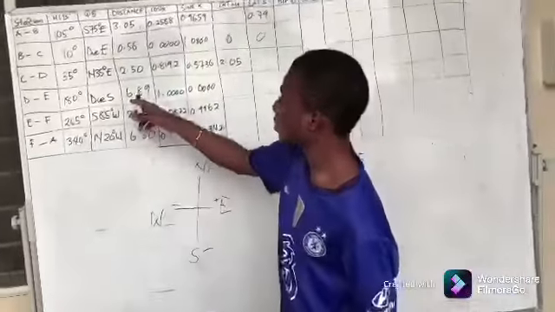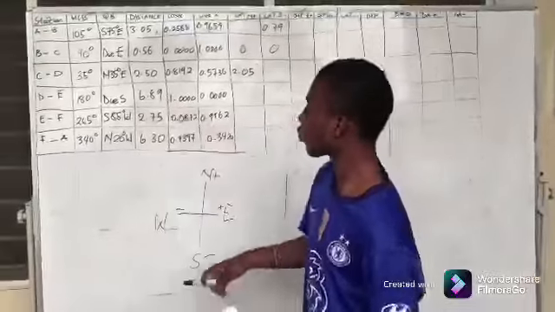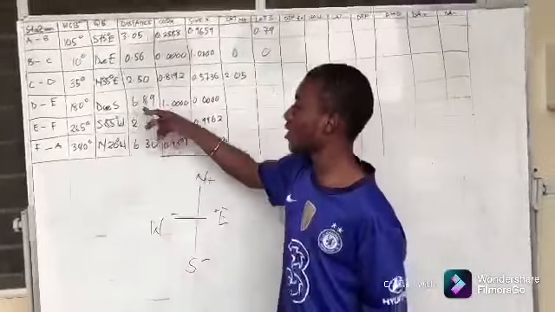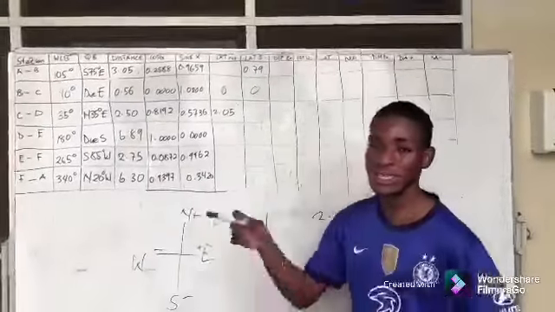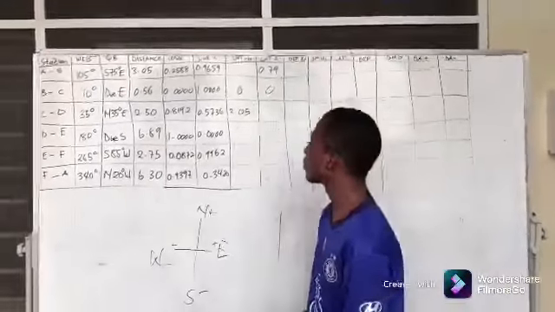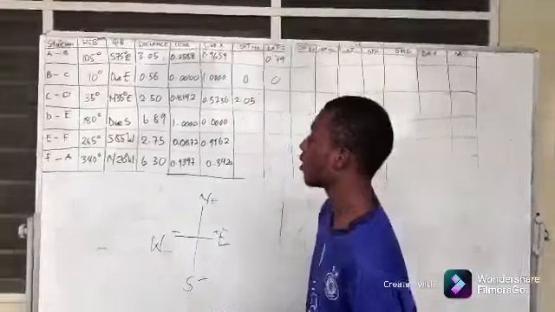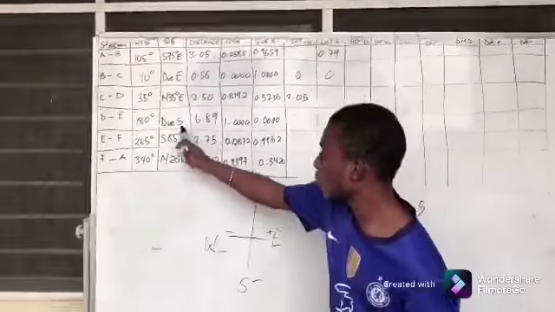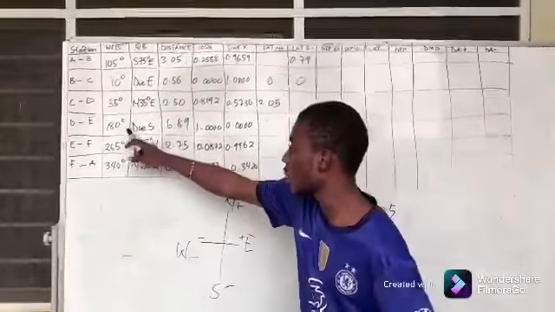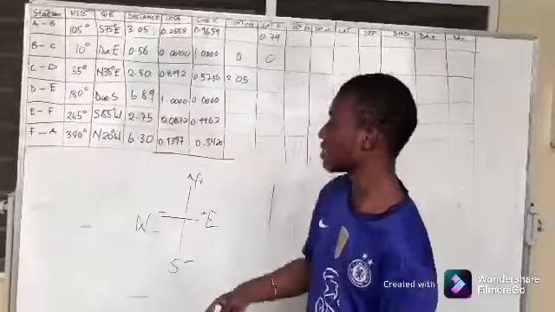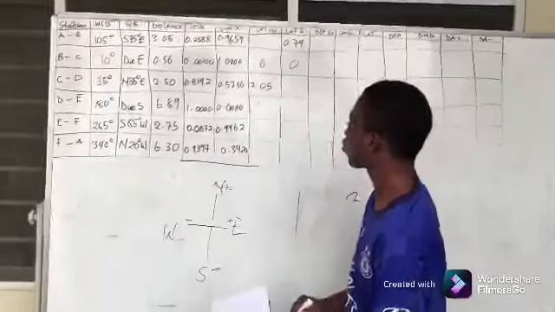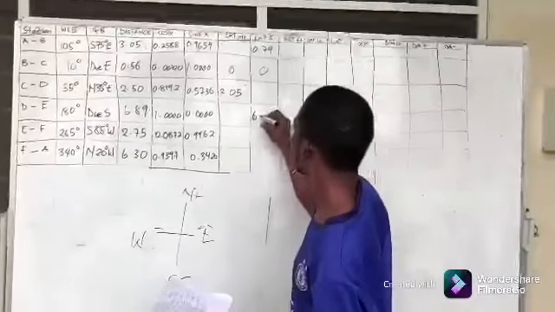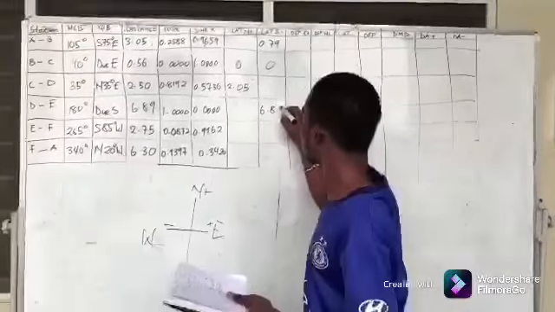Then we come to the fourth one. We have distance to be 6.89 times 1, which will give us what? 6.89. So what was the direction of the quadrant bearing? It was 180, so it was at the south. So south is here. It's at the south, 6.89.